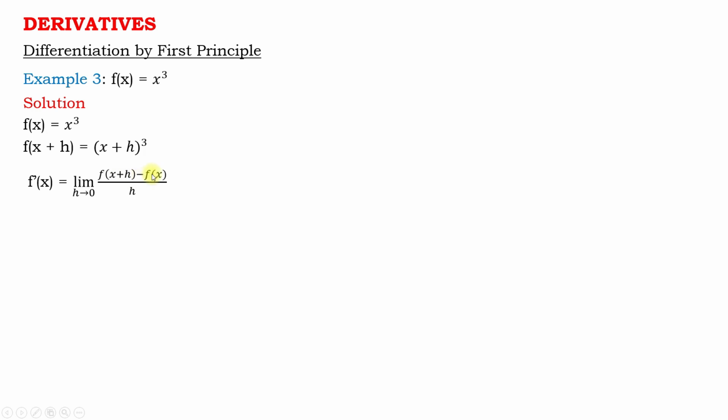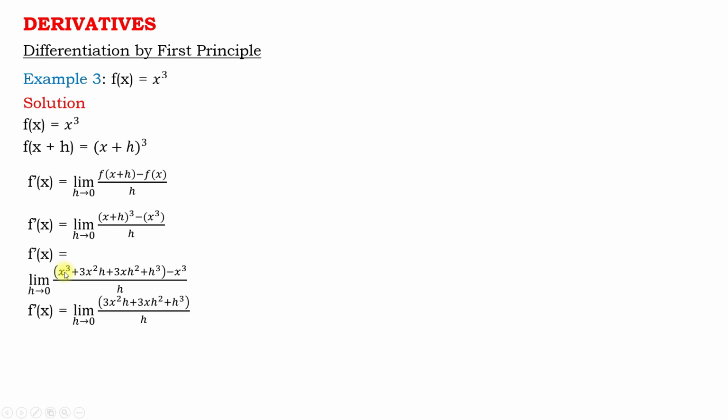So here, by the formula of derivative from the first principle, f of x plus h minus f of x over h, as h is close to 0 or approaching 0, instead of writing function of x plus h, we write x plus h cubic minus x cubic, which is function of x. So we divide by h. When we expand this formula, we remain with x cubic plus 3x square h plus 3x h square plus h cubic minus x cubic. So x cubic and x cubic, when we minus, will remain with 3x square h plus 3x h square plus h cubic.